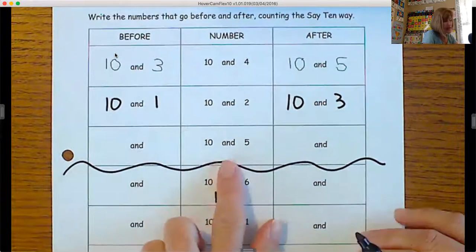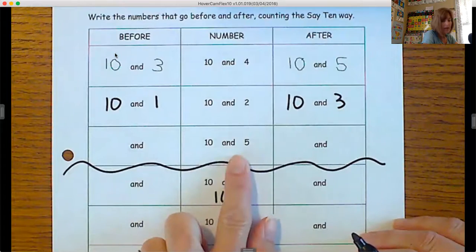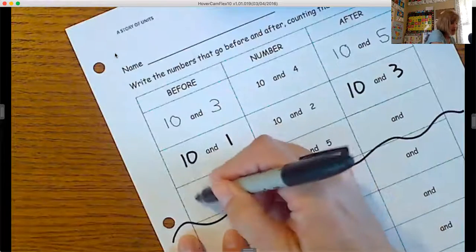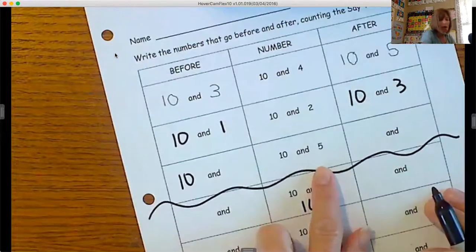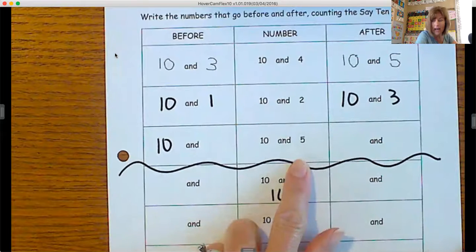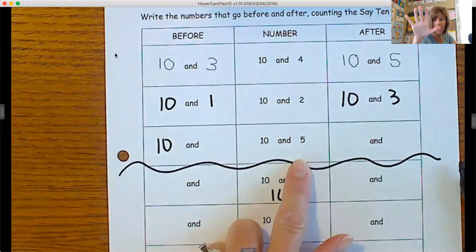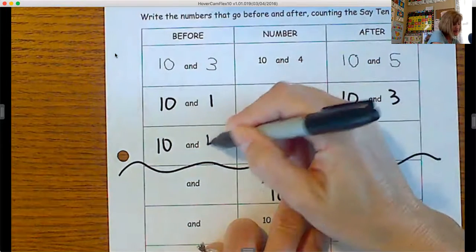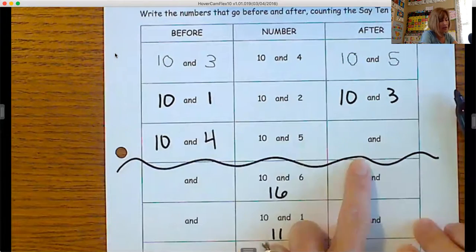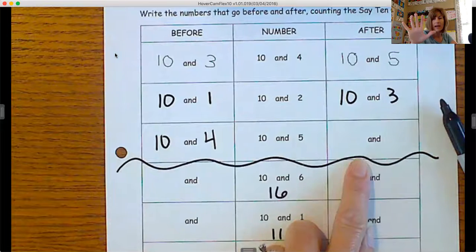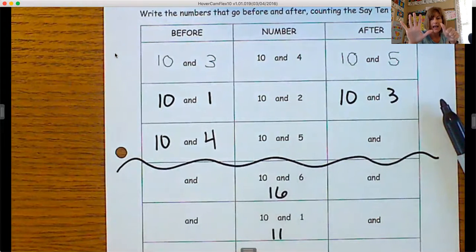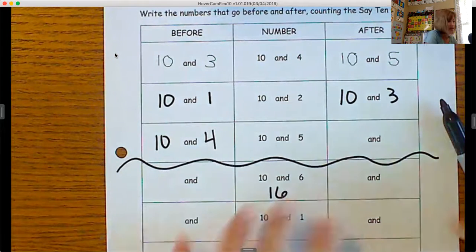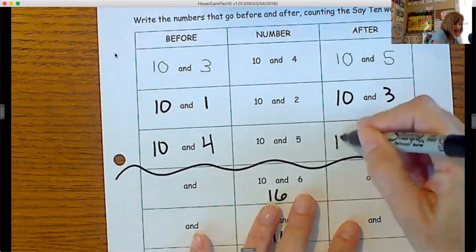Okay, and here I have 10 ones and 5 ones. So here I'll do 10 ones, and what number comes before 5? I have 5 and I take 1 away. What do I have? 4. And then we need the one that comes after 5. So if I have 5 and I add 1, I have 6. So 10 ones and 6.